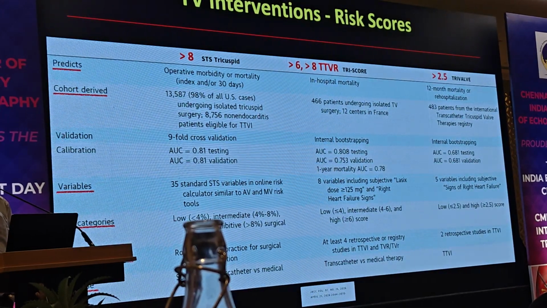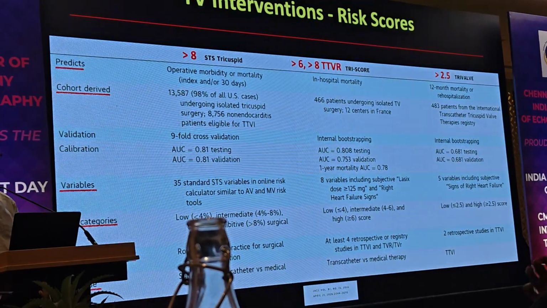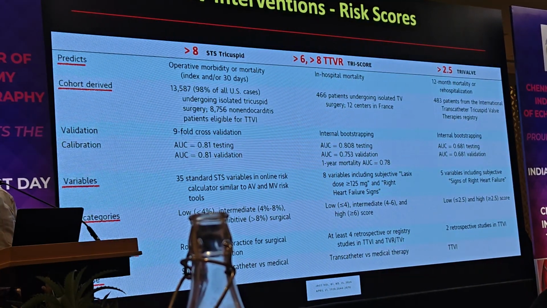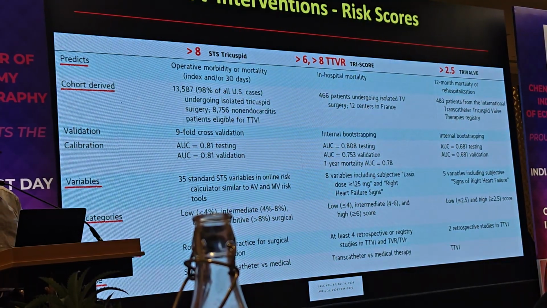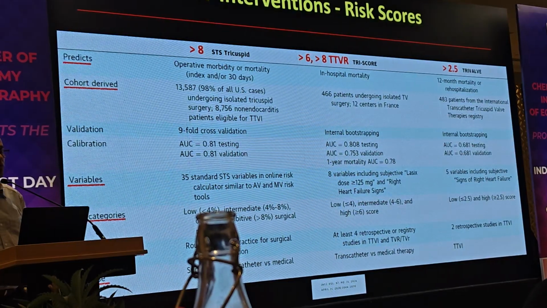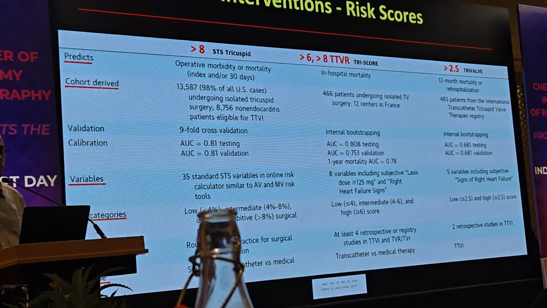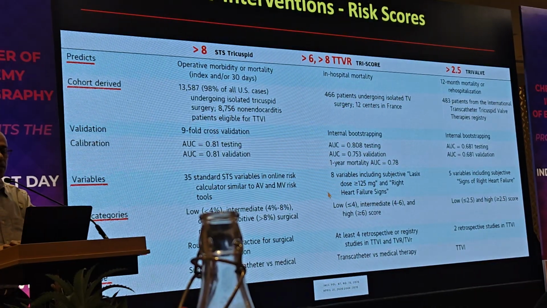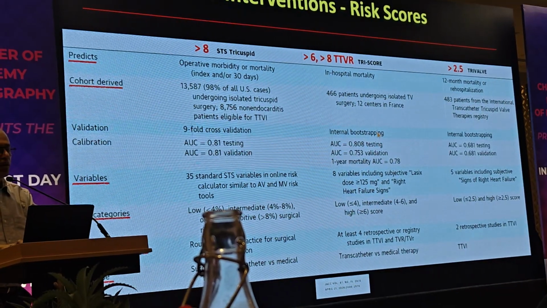These are online calculators which are easily available. So more than 8 for STS, and then you have the tri score, again more than 6 for surgical, and for TTVR it is slightly higher, and then the tri-valve score. In terms of prediction, it's looking at morbidity and mortality as far as the STS is concerned, very well validated. And the others are again in-hospital mortality and hospitalization.